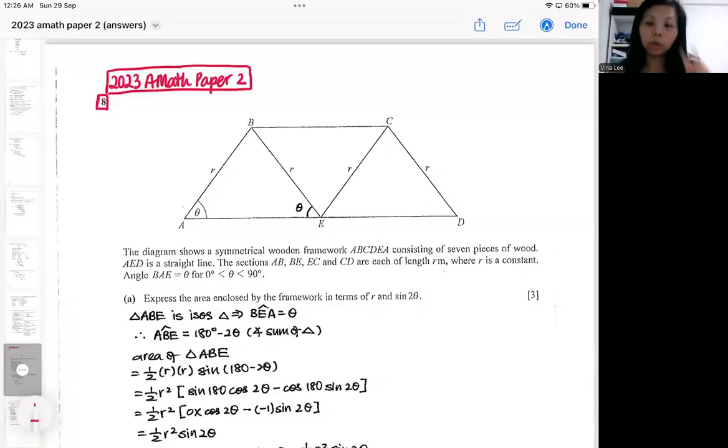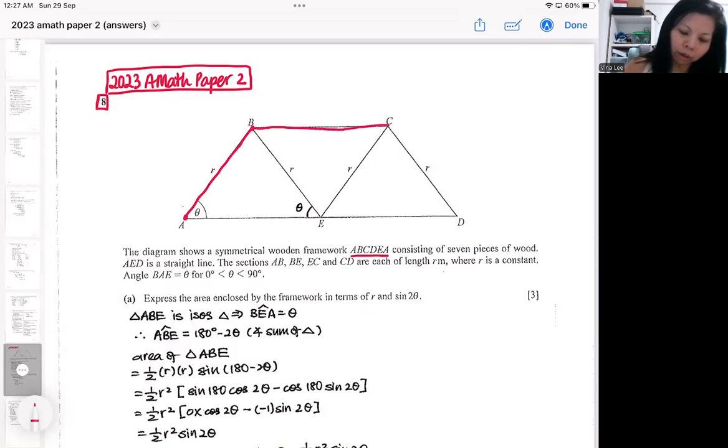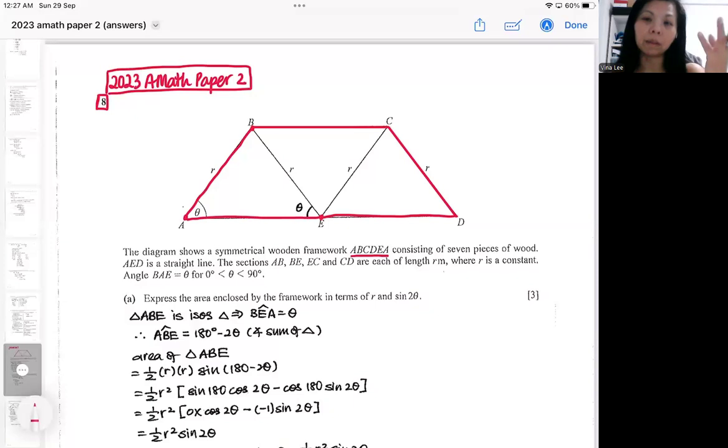Okay, so this question can be quite confusing for some of you if you don't bother to read. Usually when I read the info like this, for example, they say framework A, B, C, D, E, A. So make sure you really go and join it up so that you understand where the framework A, B, C, D, E, and back to A is. So essentially, the framework looks like a trapezium, or you can see it as three triangles.